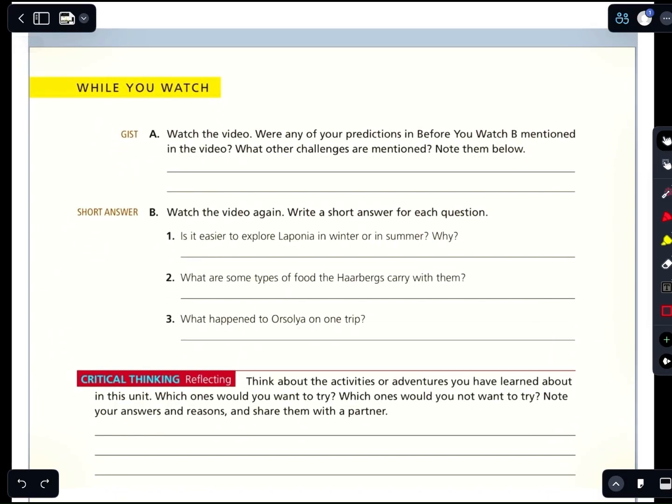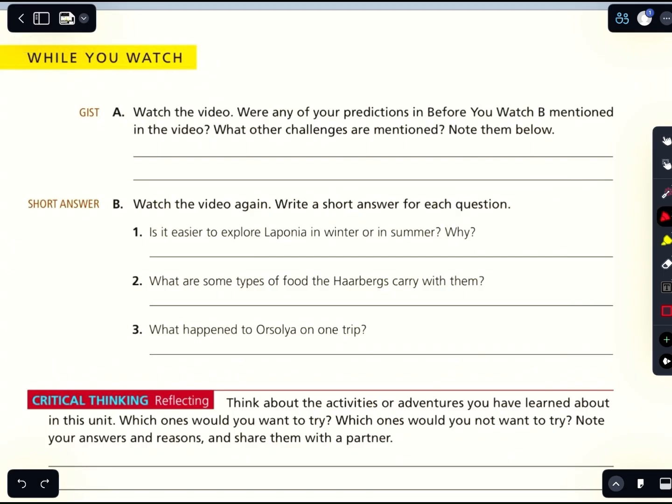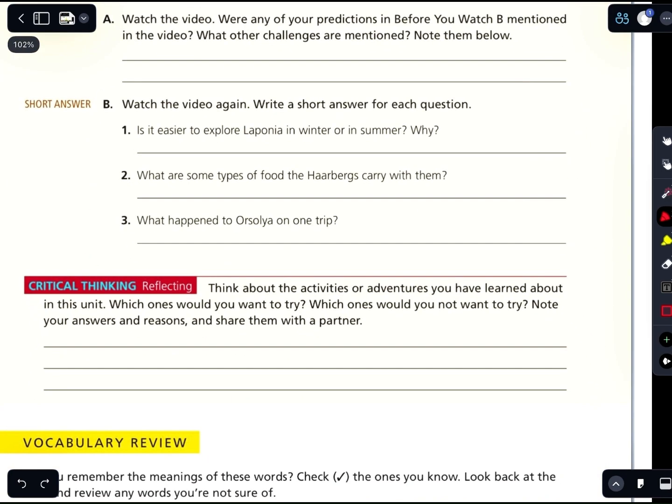And then you're going to watch the video again. You can watch this on your own time and write a short answer for each question, or you can write this after watching the video once. Is it easier to explore Laponia in winter or summer? Why? What are some types of food the Harburgs carry with them? What happened to Orsolja on one trip? Okay, those are some questions to answer.